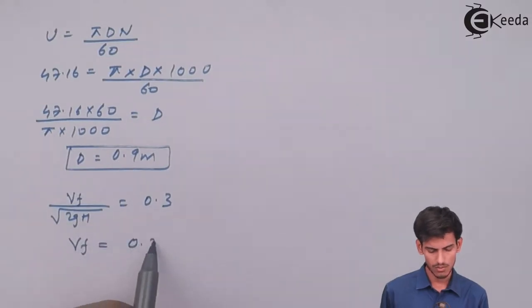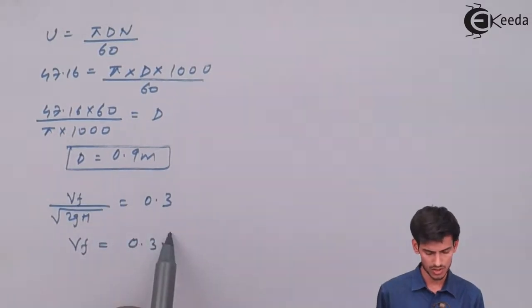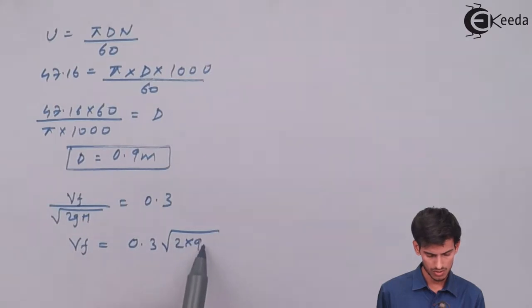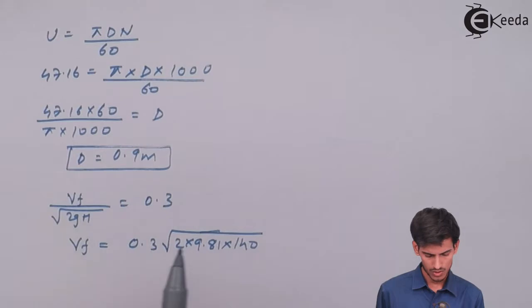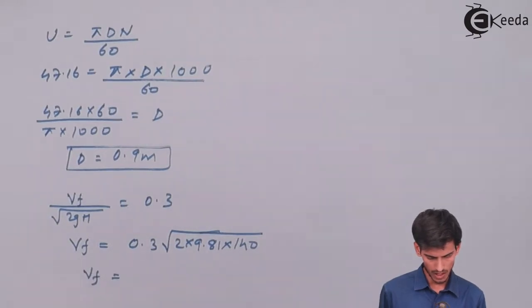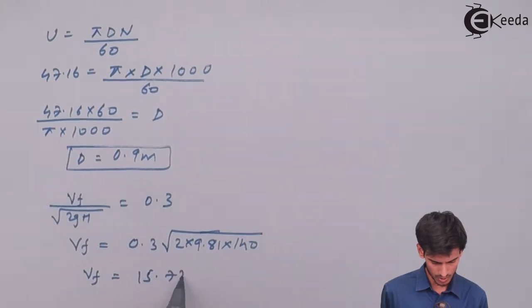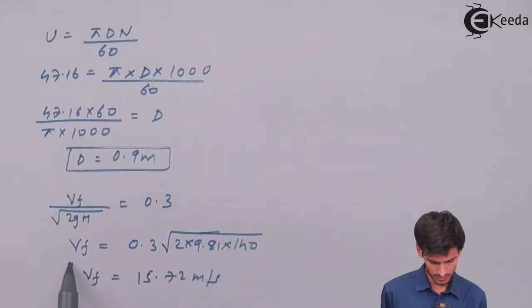So Vf is nothing but 0.3 times under root of 2gH. The head given is 140 meter. Once you solve this, you get the value of Vf, which comes out to 15.72 meters per second.